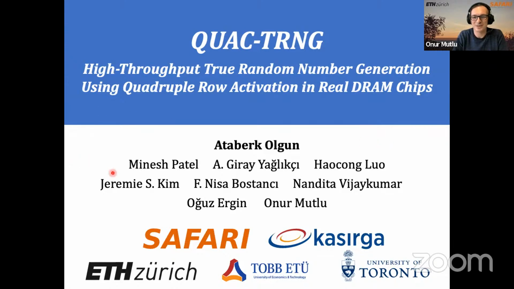So the first one will be presented by Ataberk Olgun. Ataberk is a PhD student in my group, and he did this work while he was an intern and also a master's student. This is his master's thesis, essentially. He's going to present a new way of generating random numbers at high throughput using a previously unknown mechanism in DRAM chips.